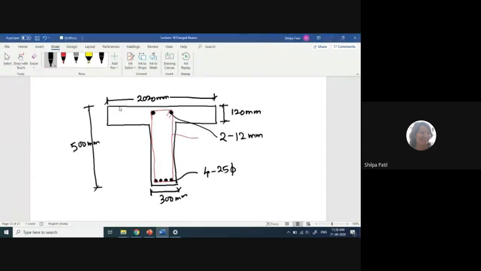Do you know that? Students? Are you listening to me? Yes, ma'am. So can you tell me why we always provide the minimum reinforcement in the compression zone?